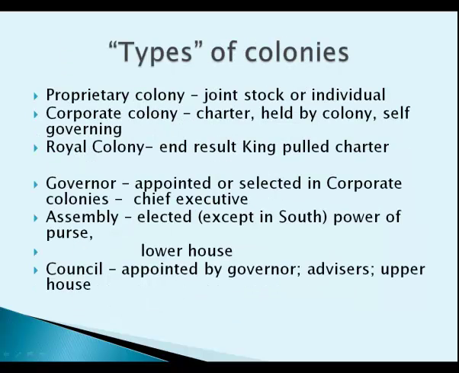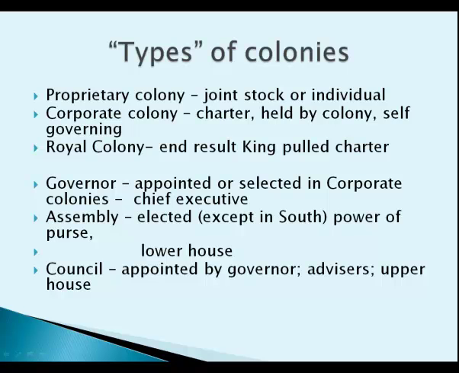So there's basically 3 types of colonies. Proprietary colony, which is joint stock or individual. The corporate colony, which is where the charter for the colony is held by the colony. It's a self-governing colony. No colony ever started out as a royal colony. You only became a royal colony when the king pulled your charter. You were either proprietary or corporate.